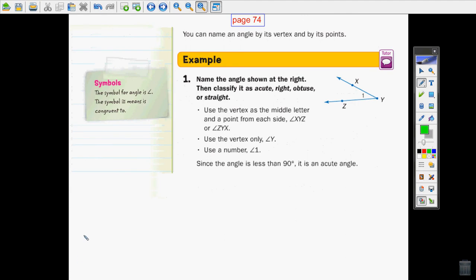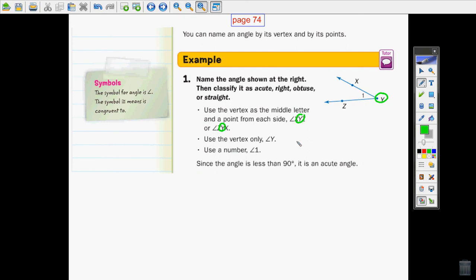Taking a look at an example on page 74. You can name an angle by its vertex and by its points. In this example, they want you to name the angle shown at the right and classify it as acute, right, obtuse, or straight. If you notice through the example, they show you how they use the vertex to name the angle, a couple different ways. If you notice X, Y, Z, the Y is in the middle. They also can name it Z, Y, X. It doesn't really matter as long as we have that Y, that vertex, in the middle. That's the really, really important thing.